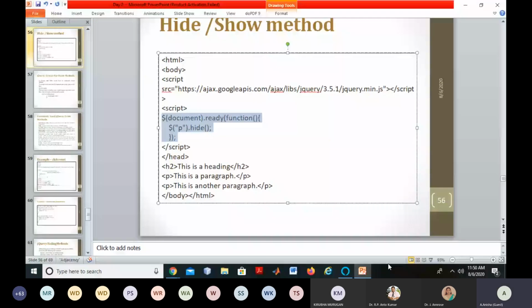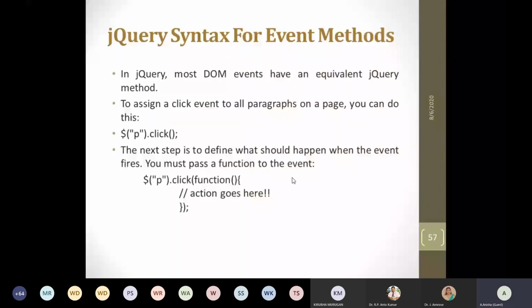I'll move to the next method. How to perform event handling with jQuery, right? To assign a click event to all paragraphs, what you have to do is: dollar, identify all the paragraphs, dot, assign the method click, right? To assign a click event, any event. Here it is click, the name of the event, right? To perform event handling, identify the element and assign the events to be handled there, right?